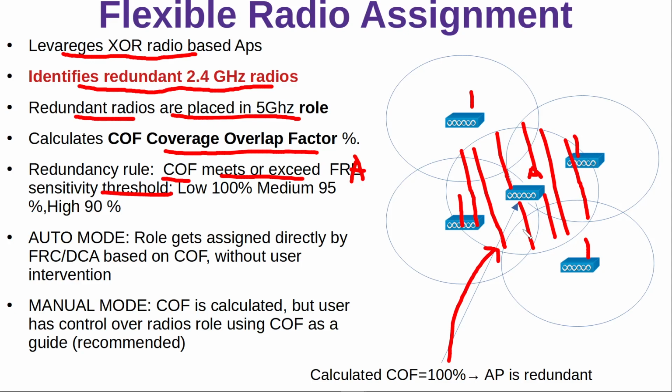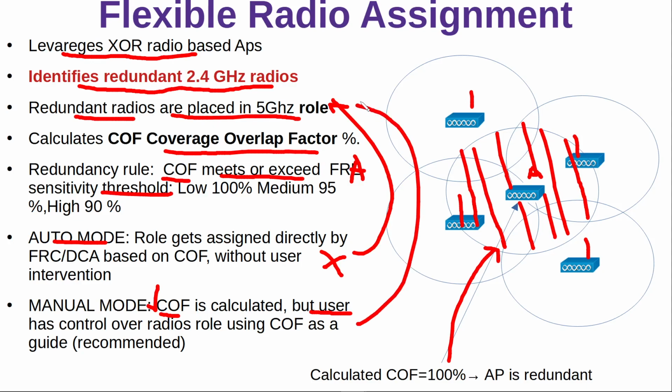So in this case, two things can happen. If you're running flexible radio assignment in auto mode, your wireless LAN controller will automatically put this radio into 5 GHz role. This is not recommended. It is recommended to always use the manual mode, in which the COF is calculated, but it requires a user intervention in order to put redundant access points into the 5 GHz role.